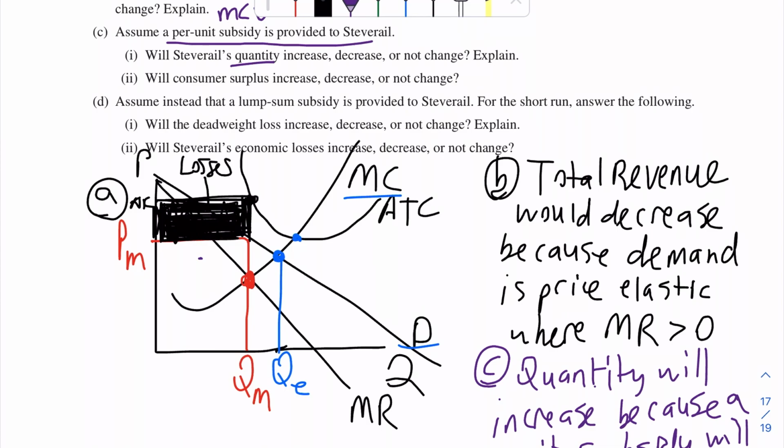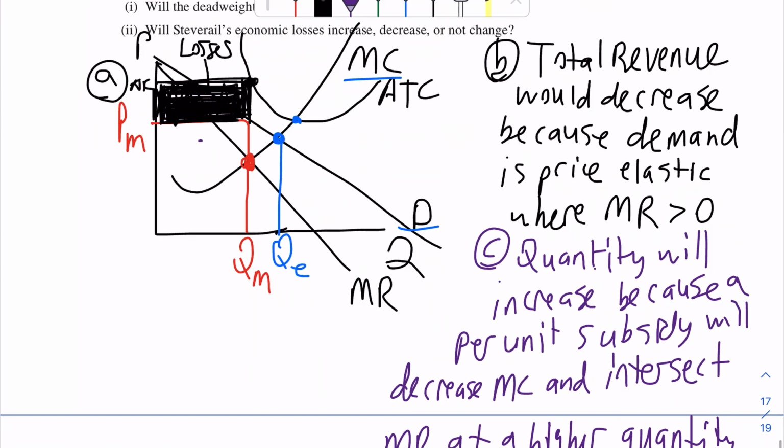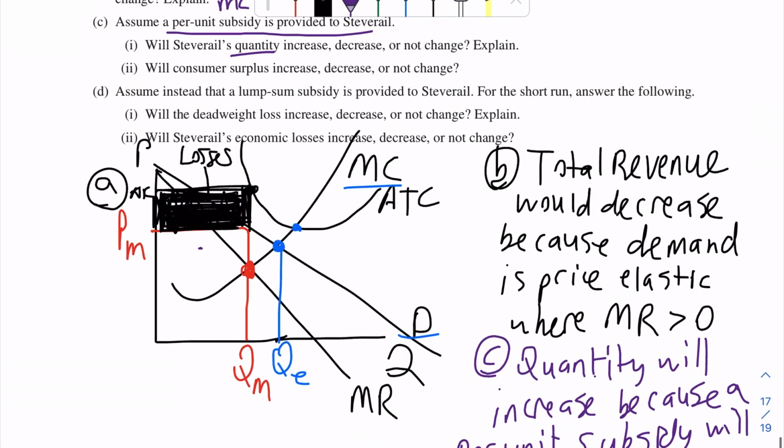So what happened to consumer surplus? Well, if you increase your quantity, let's say it's at QE, what happened to price? If we're at QE, price goes down, right? So because your quantity is going up, your price goes down. So what happened to consumer surplus? Well, consumer surplus will increase. You do not need an explanation. All you have to say is consumer surplus will increase. That's all you need to say. Keep it simple.